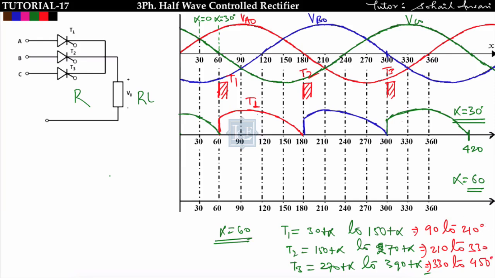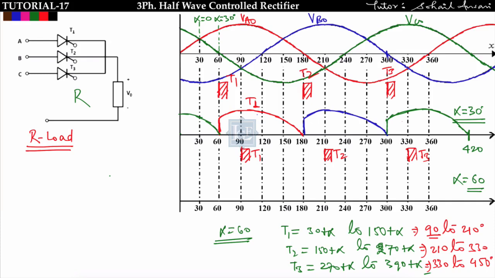Now what is happening? See here, for R load and RL type of load, the waveform will not be same. I can explain you like this. I am taking first R load. I am drawing the waveform for R load, not for RL type of load. So see here, T1 will trigger from 90 degree. So where is 90? This is 90. I am triggering thyristor T1 here for alpha equal to 60 degree. T2 will trigger from 210 degree, I have already found. So this is the triggering angle of T2, this is the triggering angle of T1, and T3 is triggering from 330 degree. So this is the triggering angle of T3.